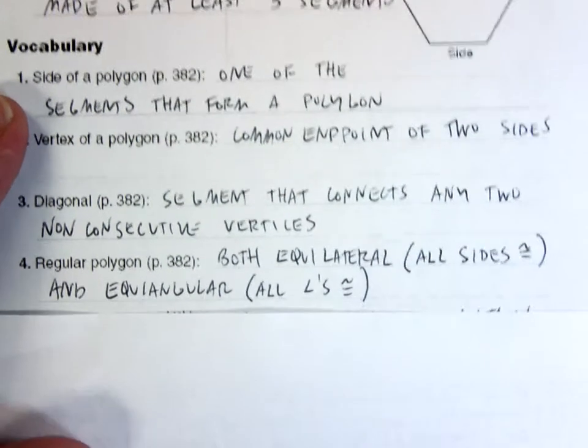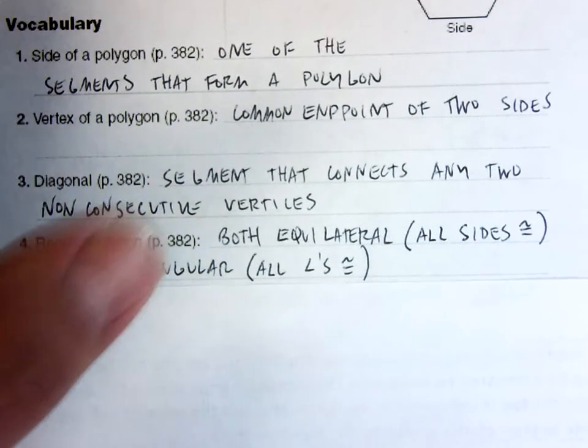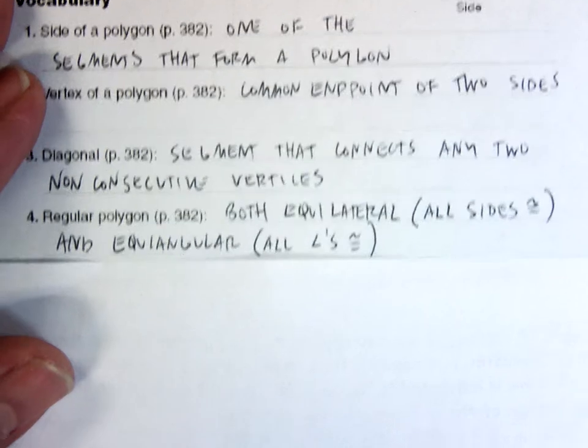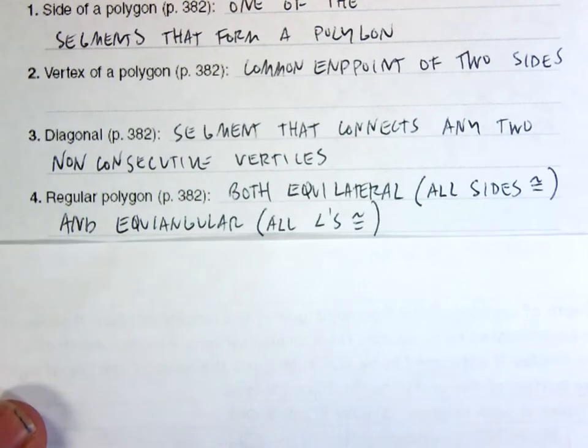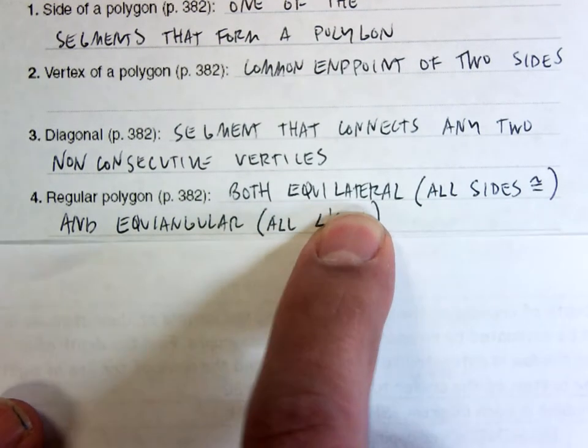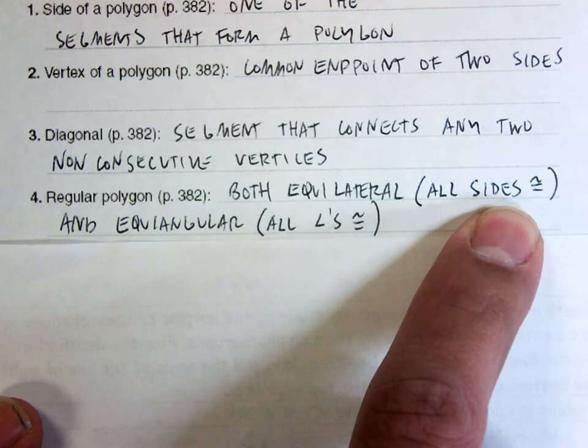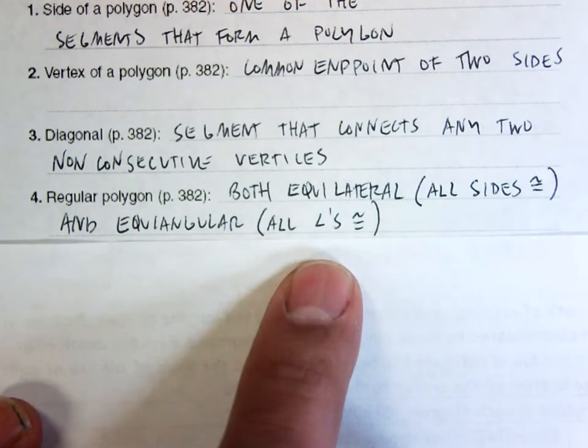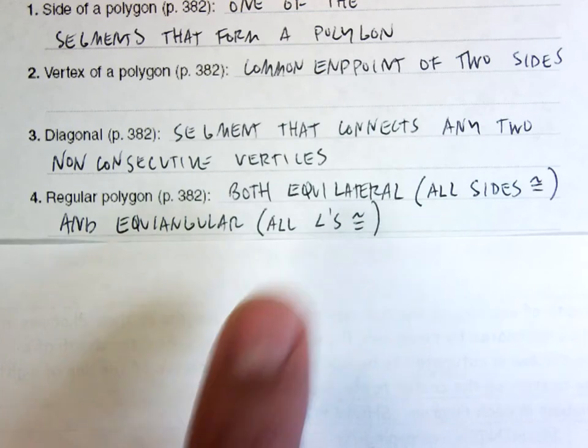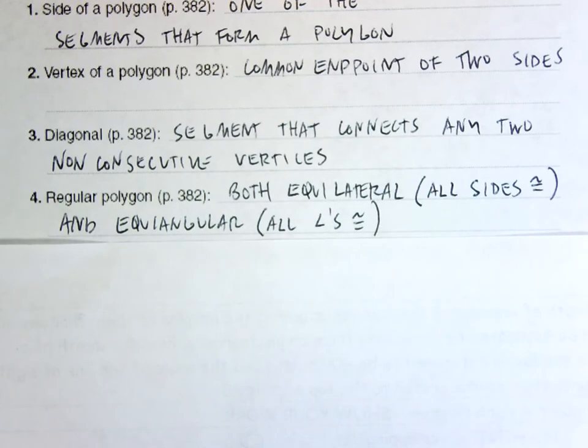Regular polygon. We've talked about these when we talked about equilateral and equiangular triangles. All it means to be regular is that it is both equilateral, which means all the sides are congruent, and it's equiangular, which means all the angles are congruent. So if a polygon is regular, it means all the sides are the same length and all the angles are the same measure.